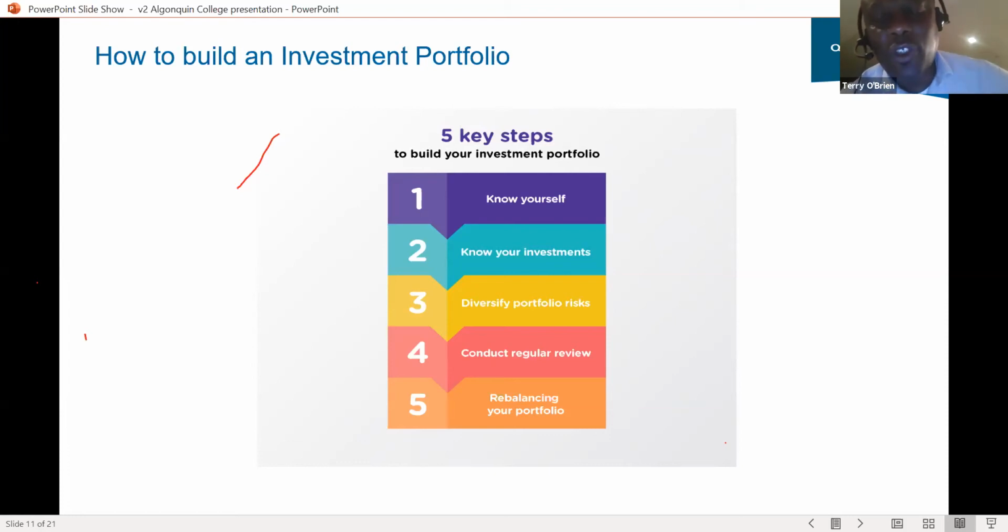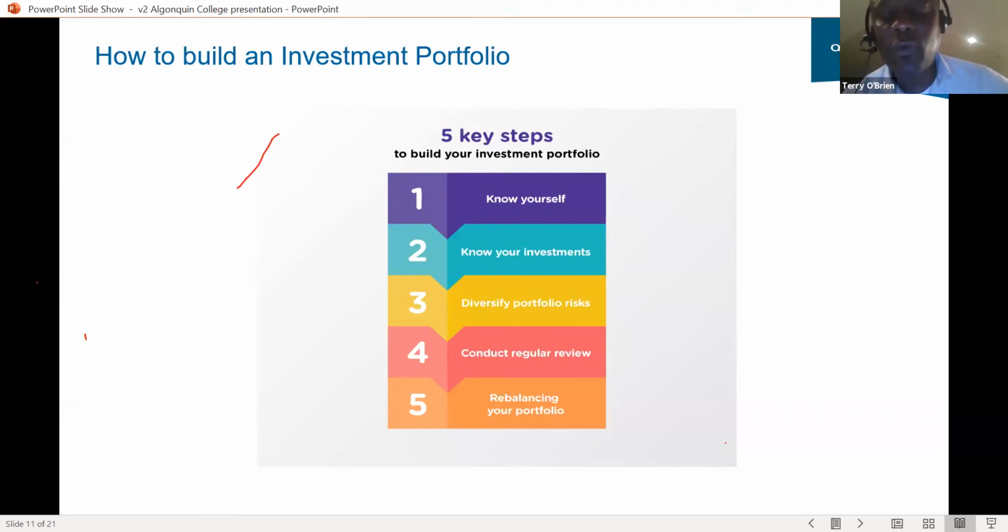Conduct regular reviews. So you want to be able to conduct reviews of your portfolio on a regular basis to make sure that your portfolio is aligned with whatever your goal is, whether it be to buy a car, buy a house, go on vacation. You want to ensure that you conduct regular reviews to ensure that you're where you want to be in terms of your goals.